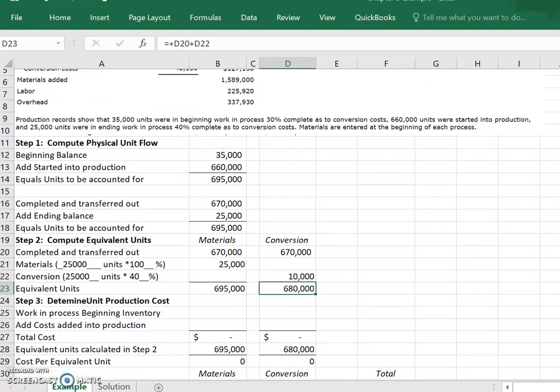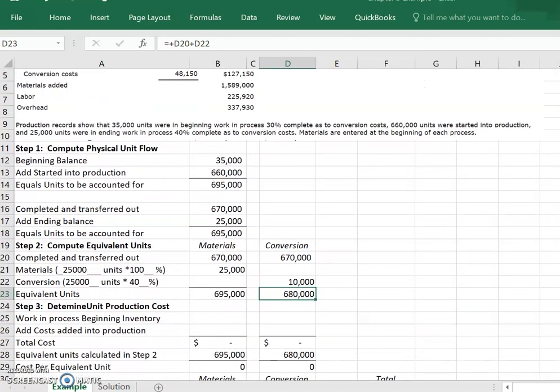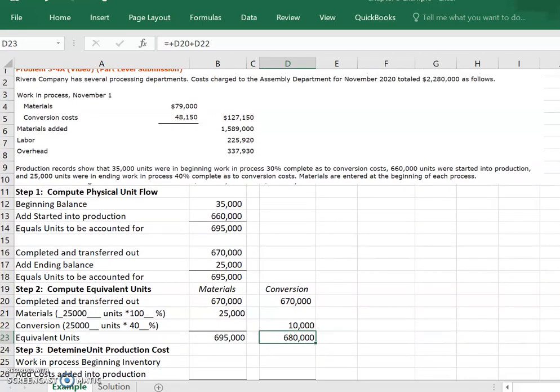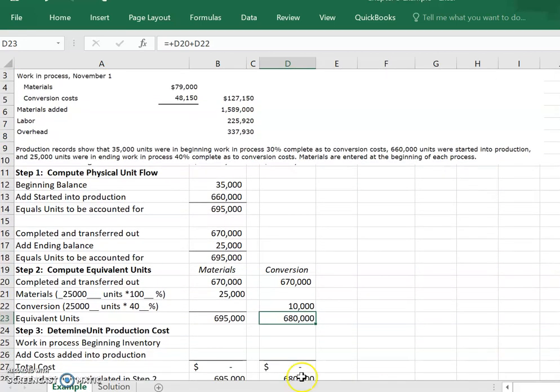Next, we're going to go and determine our unit cost. To do that, we need to make sure we bring in all of our costs. It gives us our beginning inventory numbers. The first one for materials is 79,000. For conversion, it's 48,150. Now we have to look at those costs that were added into production.